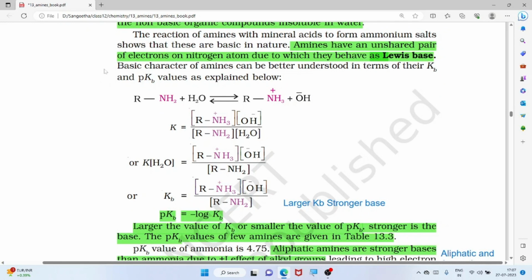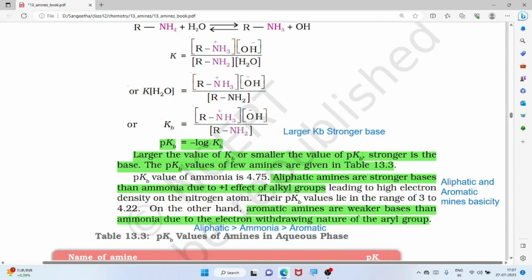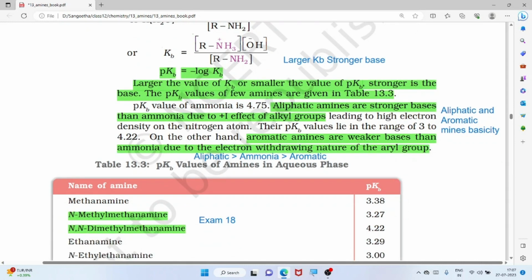Amines have an unshared pair of electrons on the nitrogen atom, so they behave as a Lewis base. This is how you compare the basic strength of the amines. The higher the Kb value, the stronger the base; the lower the pKb value, the stronger the base. Aliphatic amines are stronger bases than ammonia because of the positive inductive effect of the alkyl groups.